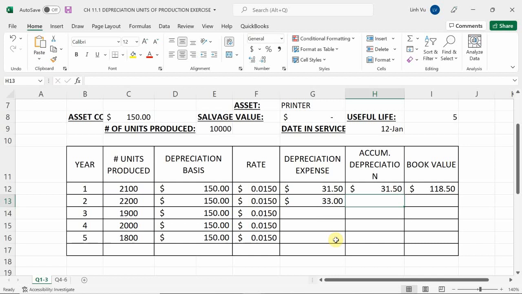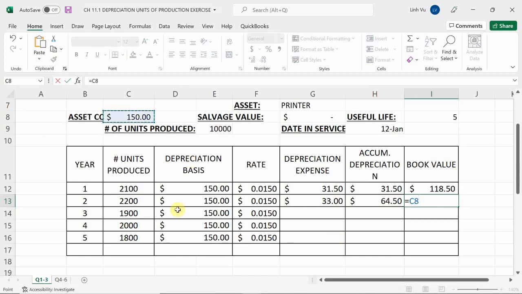Okay? So then what's my accumulated depreciation going to be? It's the previous year's plus 33. You're going to take your 31.50, add 33, and that's going to get you 64.50. Good. So then what is the value of my asset now after using it for 2 years? $85.50. Okay. Let's continue.